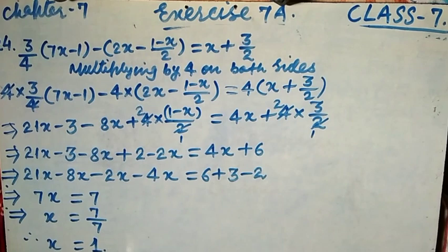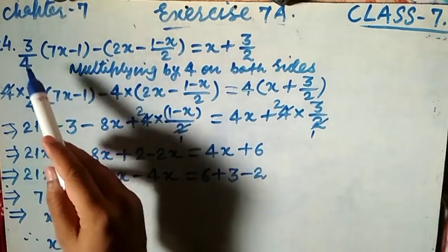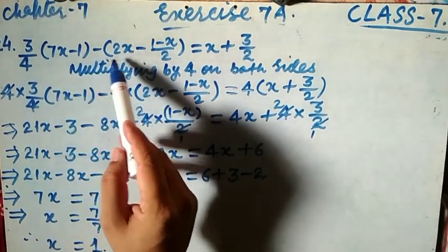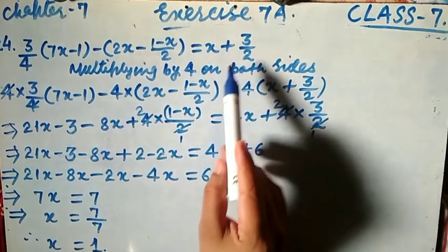Yes, friends, question number 27. Now have a look. Here is the question: 3 by 4 multiplied by 7x minus 1, minus 2x minus 1 minus x by 2, is equal to x plus 3 by 2.